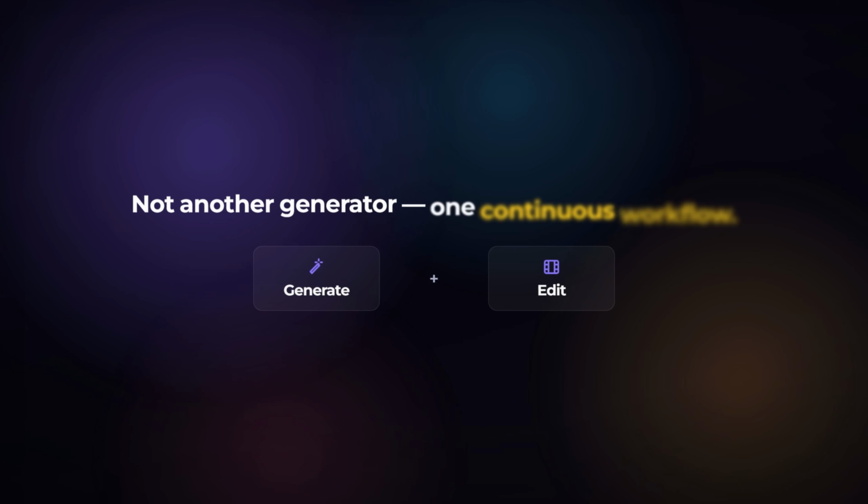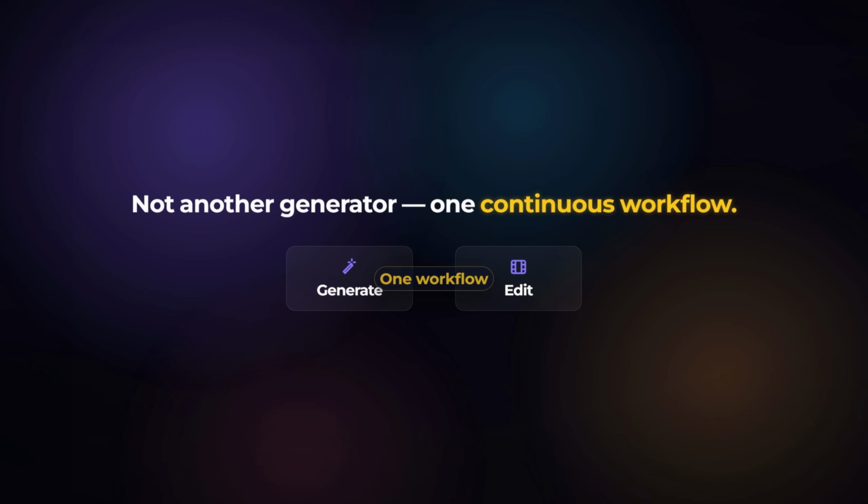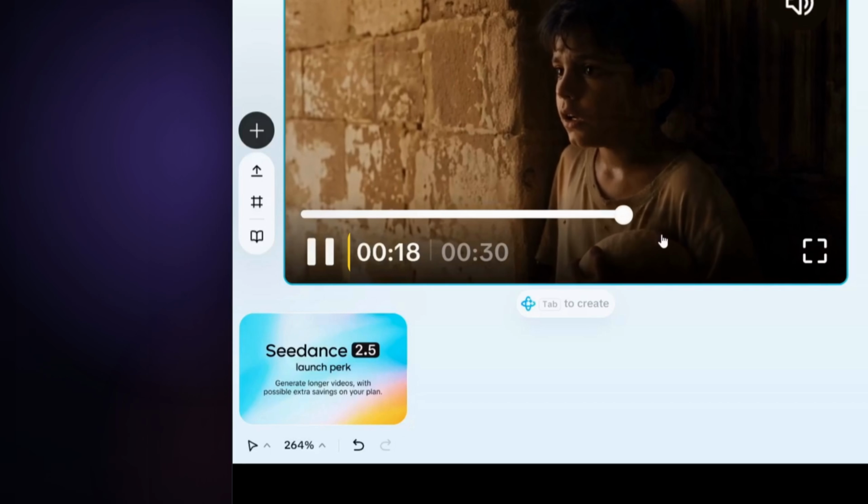That's why so many creators aren't looking for another AI video generator anymore. They are looking for AI video editing platforms that make generation and editing feel like one continuous workflow instead of two separate jobs. The biggest upgrade here isn't just longer videos, it's that generation and editing are finally much more controllable.